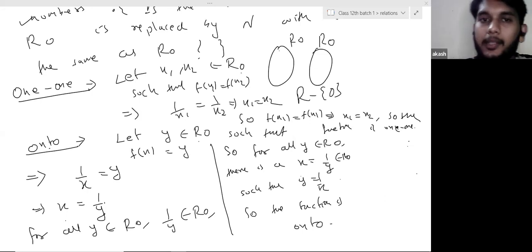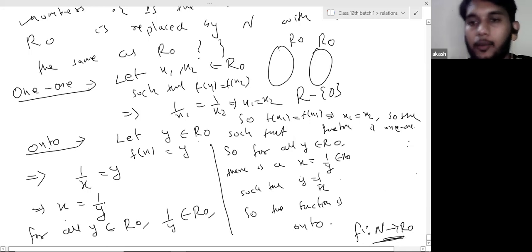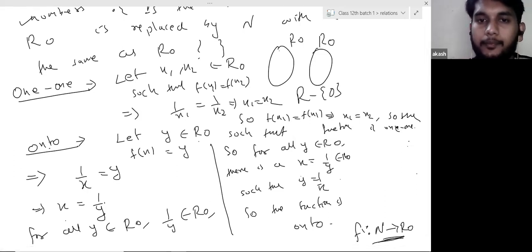The second part, please try at home. All right. What will change? They are saying the domain is replaced by N. All right. Domain is replaced by N. So this function will become N to R0. That is all that is changed. So please try to do that at home. All right. Note it down this solution. Tell me when you are done.